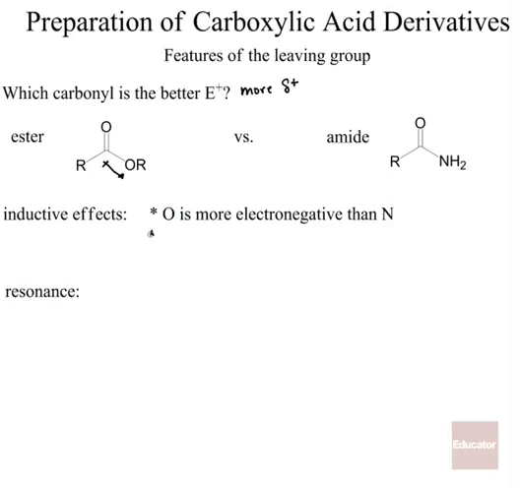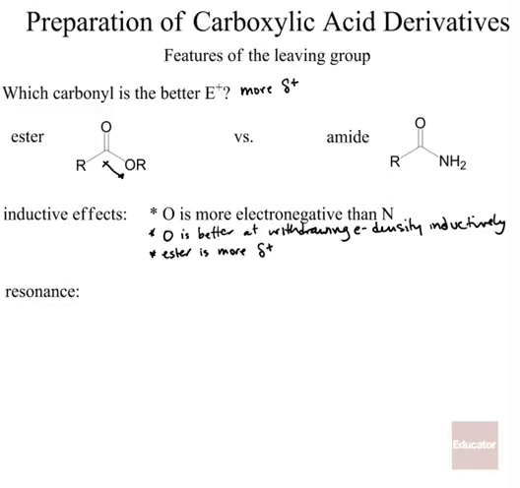Well, actually we could state that because it's more electronegative, oxygen is better at withdrawing electron density inductively, meaning through the bond. Oxygen is doing a better job pulling this electron density away than nitrogen is. Okay, so as a result, the ester is more partial positive than the amide. So just based on these inductive effects, we expect that the ester is the better electrophile.